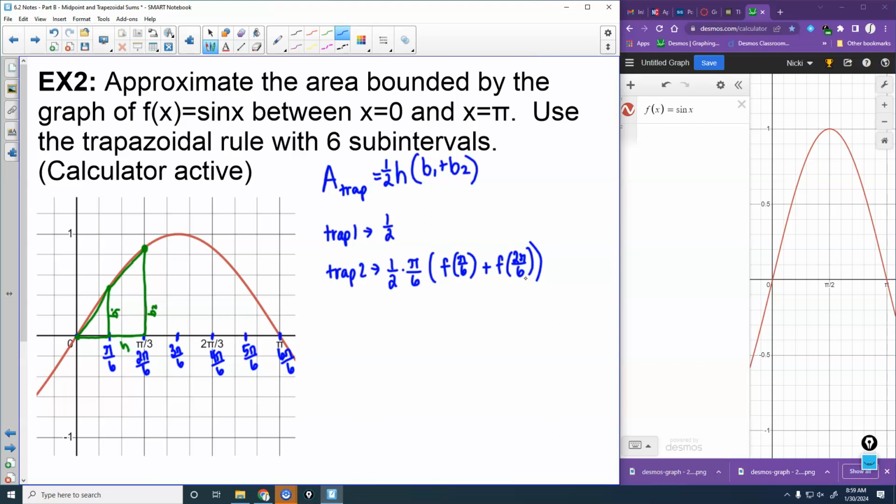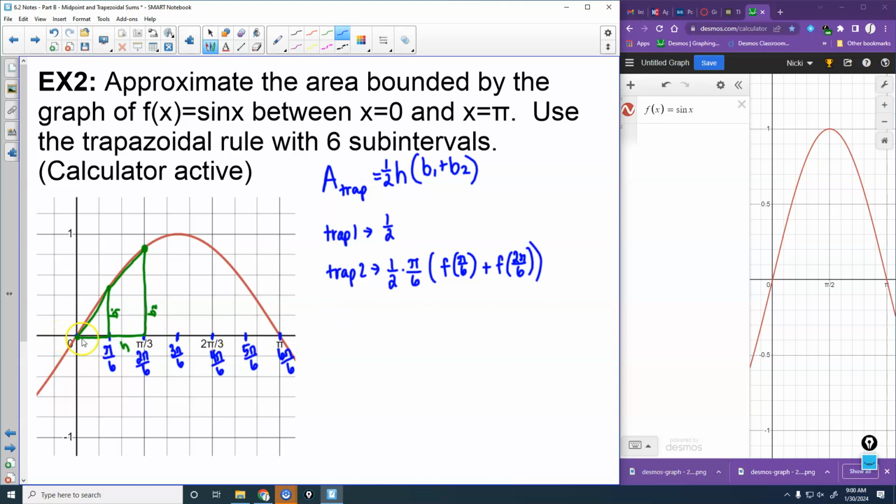Does that make sense? The pi over 6 is each one of these intervals right here has a width of pi over 6. We're going up by pi over 6. This is 1 pi over 6, 2 pi over 6, 3 pi over 6, 4 pi over 6. So all of our trapezoids are going to have a height of pi over 6. And then if we do the F of the left endpoint and F of the right endpoint, those are our base 1s and base 2s for this.